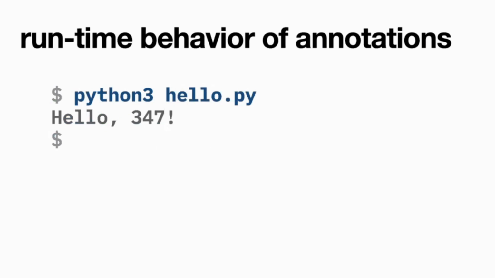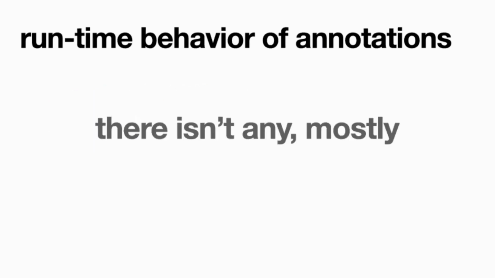I can sum up the runtime behavior of type annotations in 4 words. There isn't any, mostly. They have no runtime behavior. Python basically ignores the types when you run your program. Code that has obvious type errors still runs as if the types weren't there. And since this is kind of comforting, Python is still a dynamically typed language. And you can add types to an existing project without breaking anything, in theory.